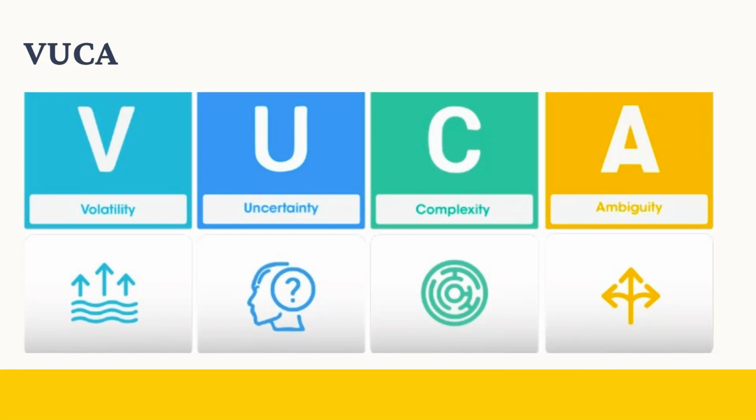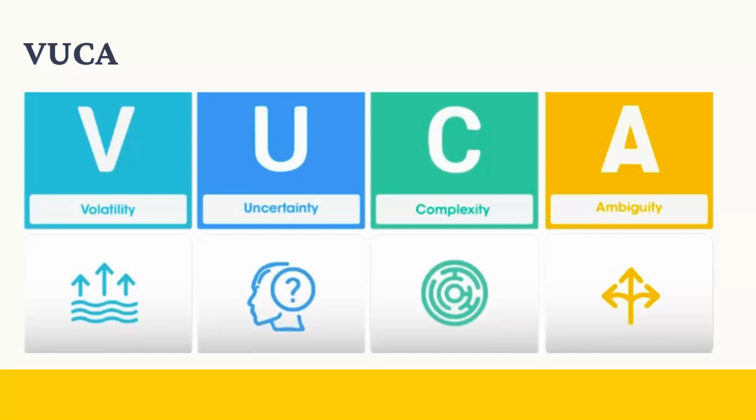So for its acronym in English, which is VUCA, we have the letters V, U, C, and A. V is for volatility, U is for uncertainty, C is for complexity, and A is for ambiguity. I will ask you to take a look at the pictures below the letters, and there you can have a clear idea of what each letter means. However, I'm going to explain it to you.